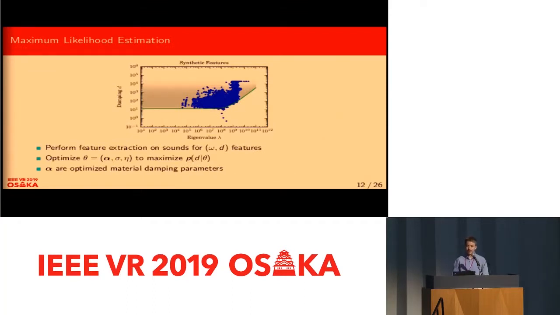So we can take a number of sounds and extract these frequency damping features, and then we perform maximum likelihood estimation to optimize the distribution parameters to maximize the likelihood of the observed damping values. As a result of this, the optimization process produces the optimized material damping parameters, which can then be transferred to a virtual object to produce realistic sound.